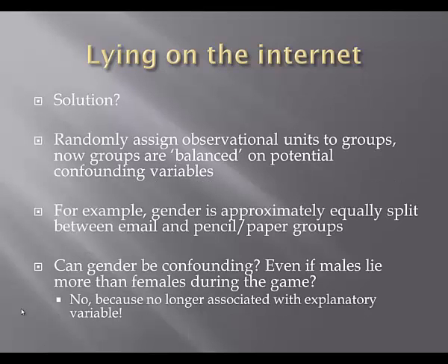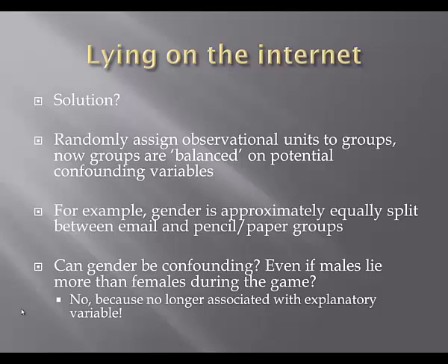So what's the solution? Well, the solution is to randomly assign observational units to groups. Now your groups will be balanced on all potential confounding variables. We use kind of a silly example here where we put all the males in one group and all the females in the other, but you can imagine a case where you don't know the confounding variable ahead of time, or it's hard to measure.